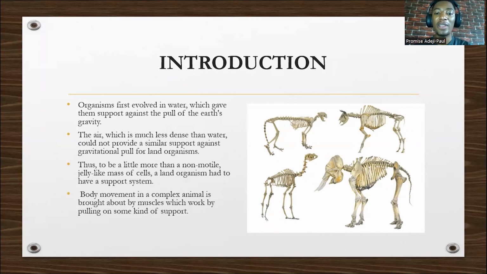If we don't have a complex support system, we'll just be like a jelly-mass organism. You know how jellyfish are. That's how all of us would be on land. But you see, we need to have a developed and very complex support system.